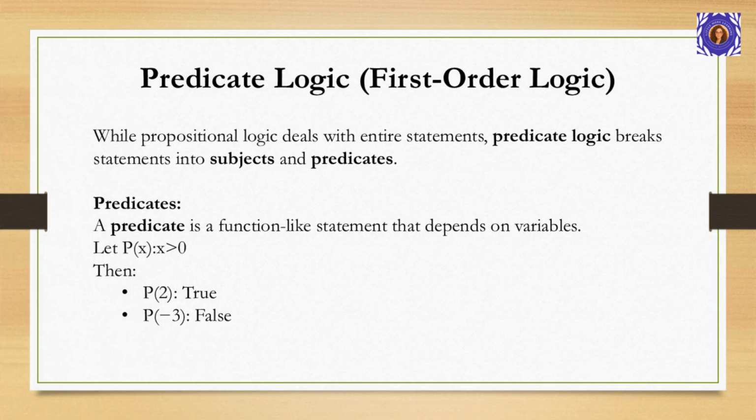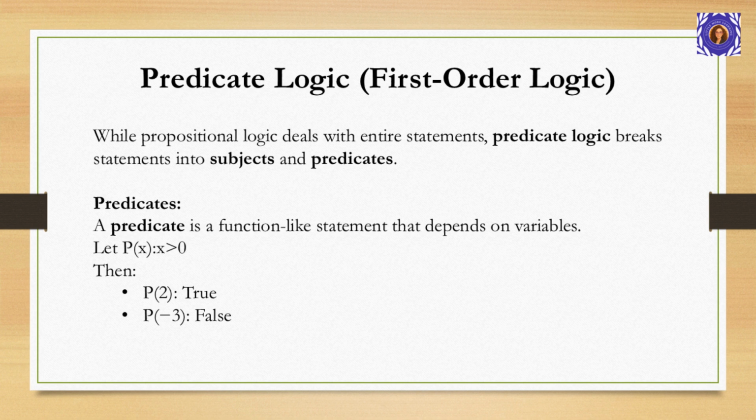Predicate logic is an extension of propositional logic that deals with predicates and variables. A predicate is a function-like statement that depends on variables. For example, P(x): x is greater than 0 is a predicate. Let's take some examples here. If P(2), that is x is 2, then it will be true because 2 is greater than 0. But whereas if it becomes minus 3, it will be false because it is less than 0.